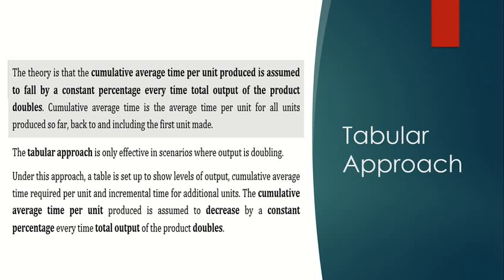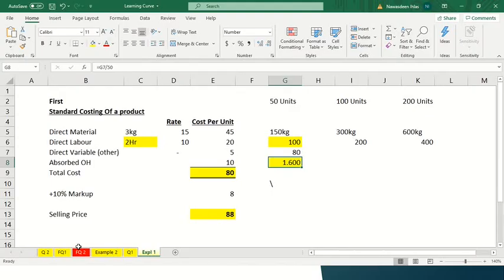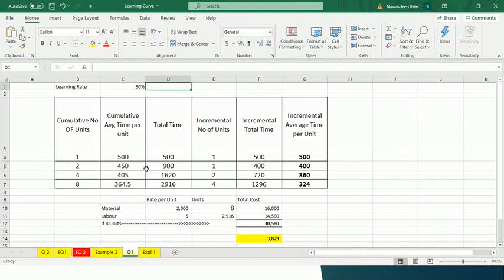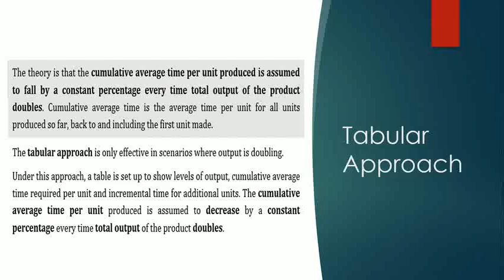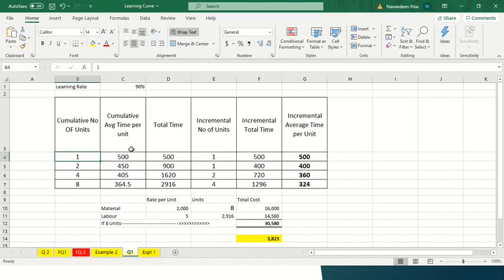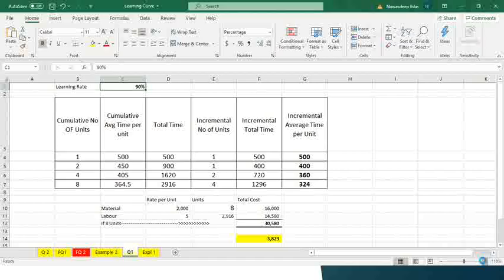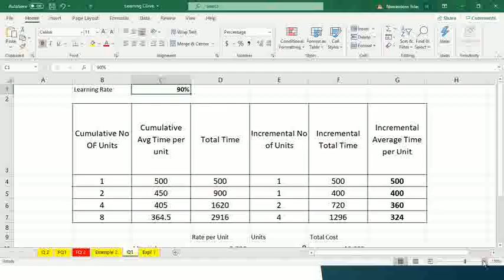Which means here you can see our cumulative number of units: unit 1, 2 units, 4 units and 8 units. Here you can see output is getting doubled, which means we can apply the tabular approach. Here they should give a learning rate. So here they have given, let's say, 90% as the learning rate, so that is the constant percentage.